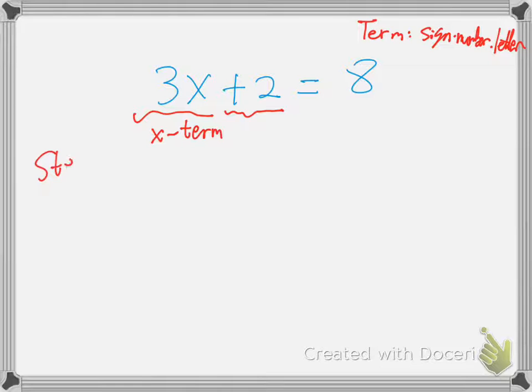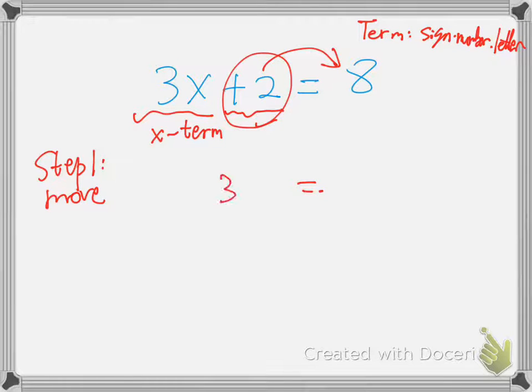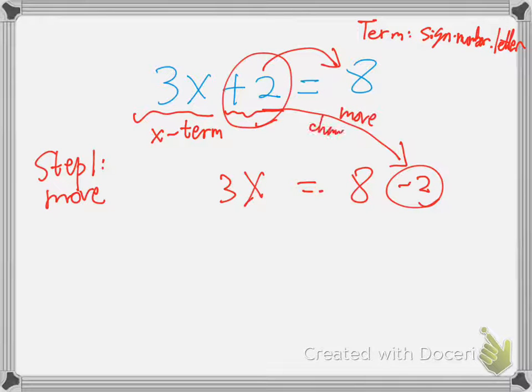Step 1, move the number 2, positive. Move the number term to the right hand side. So we get a new equation. 3x didn't move, 8 didn't move, only 2 moved. 2 moved, so positive changes to negative. So here is move and change. 3x is 8 minus 2. So 3x is 6. So the moving step is finished. Step 2, divide.